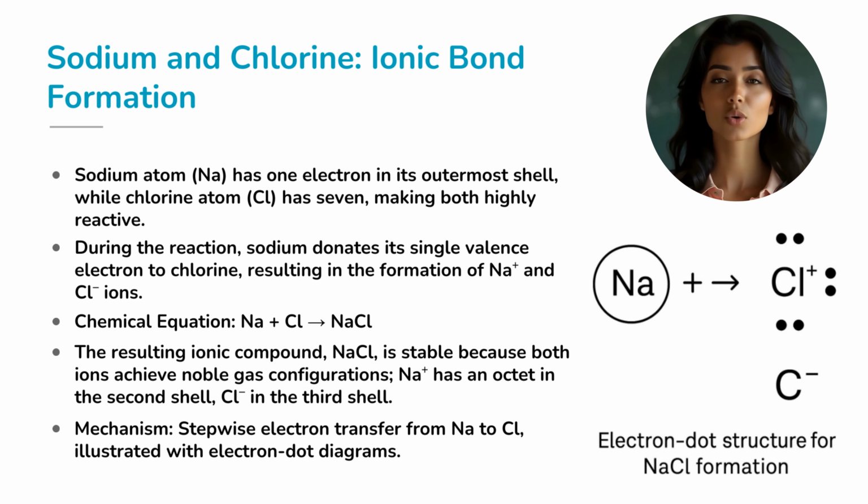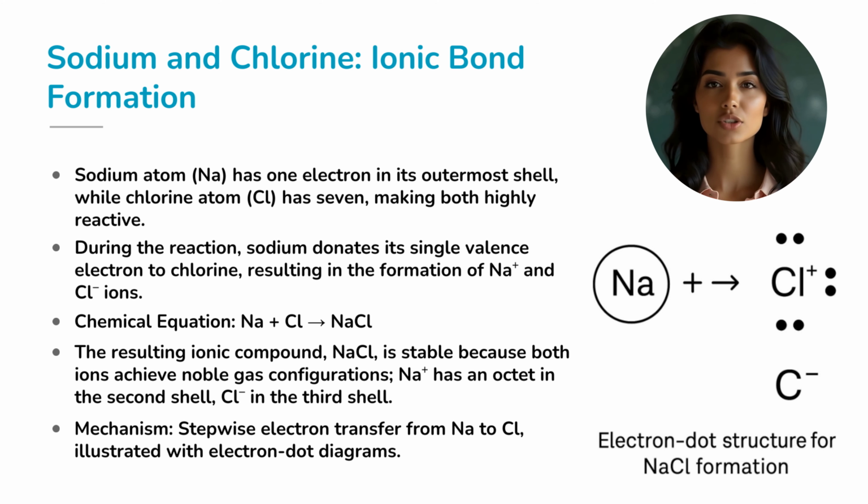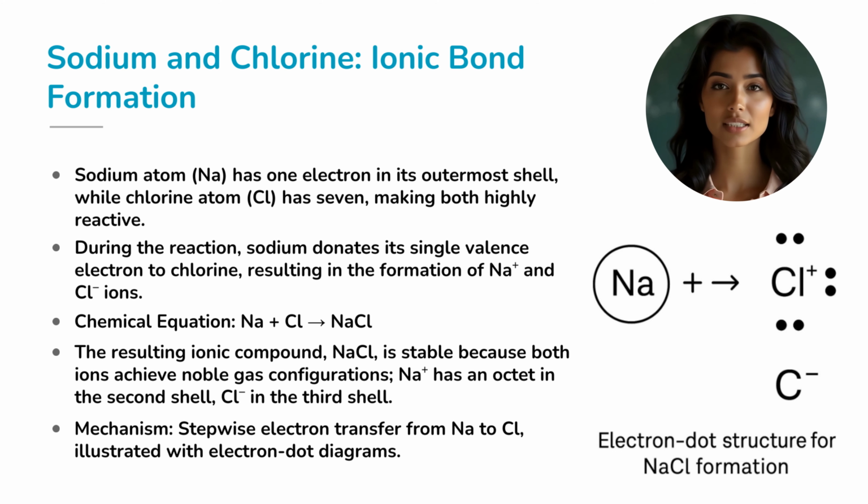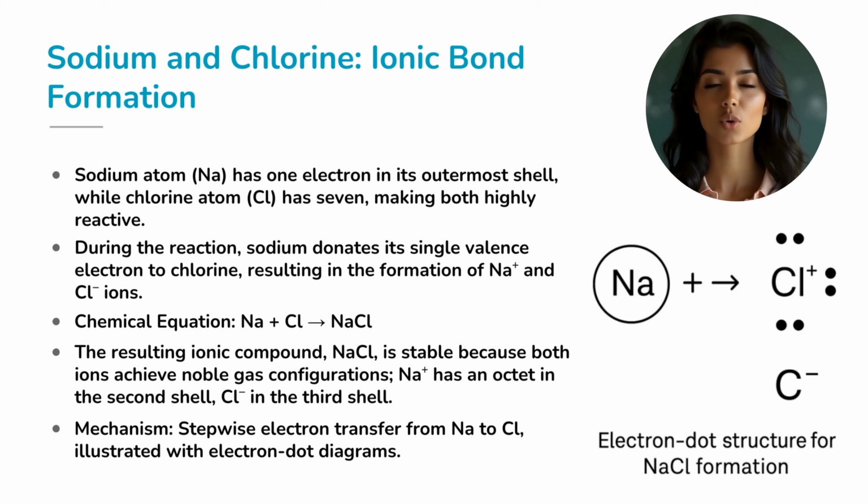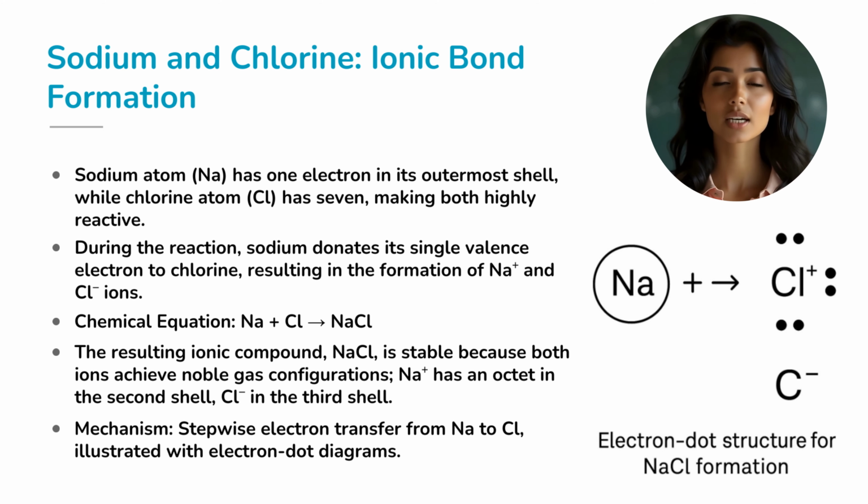In the reaction, sodium donates its single valence electron to chlorine. As a result, sodium becomes a positively charged ion, Na+, and chlorine becomes a negatively charged ion, Cl-. The chemical equation is Na plus Cl gives NaCl. That's sodium plus chlorine gives sodium chloride. This new ionic compound is stable because both Na+ and Cl- have now achieved noble gas configurations. Sodium ion has an octet in its second shell and chloride ion in its third shell.